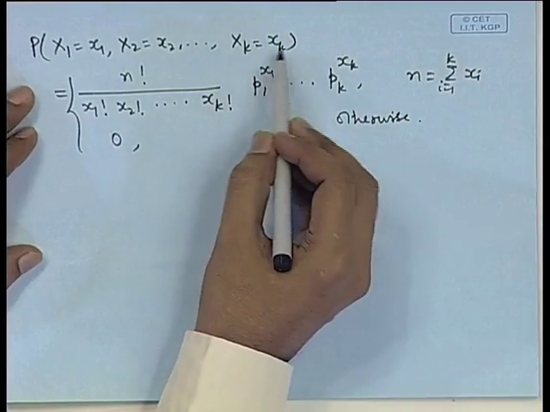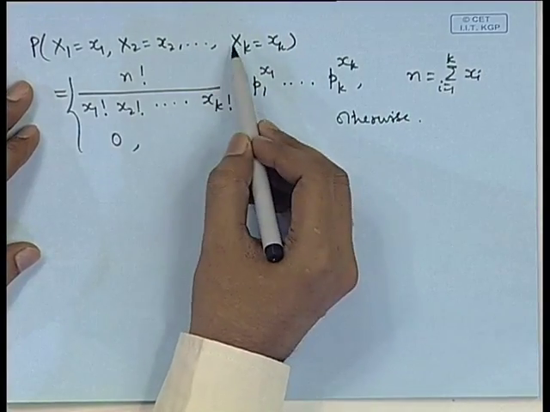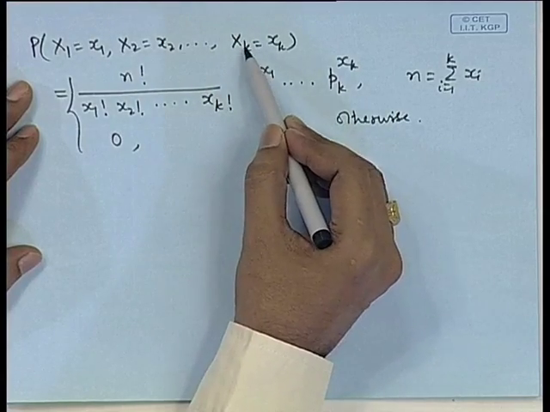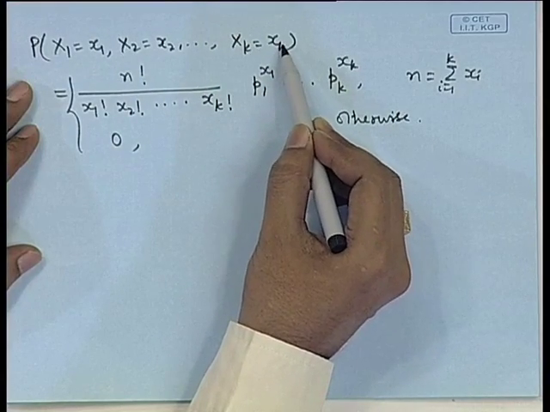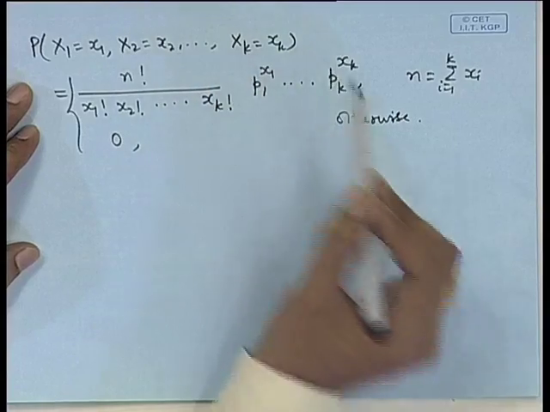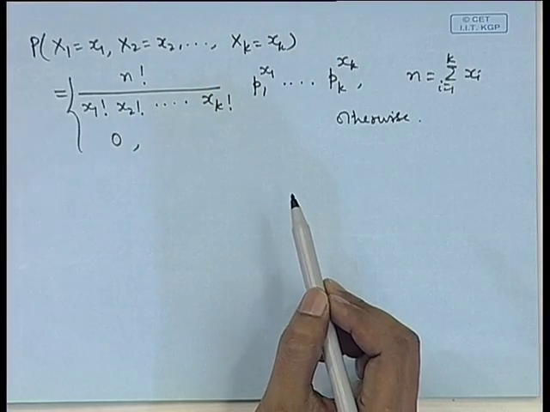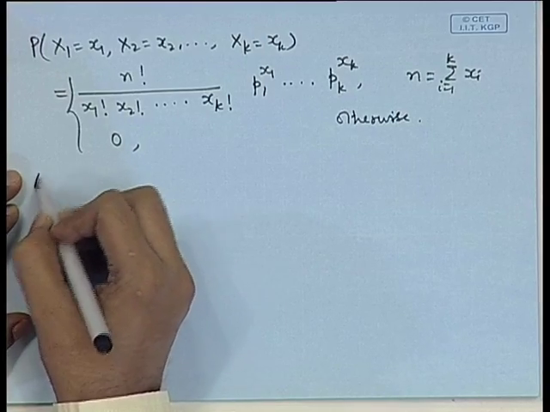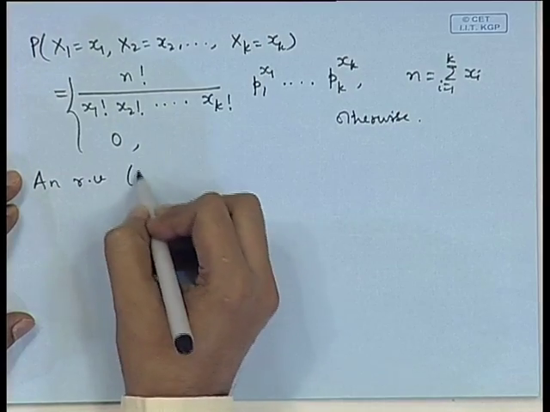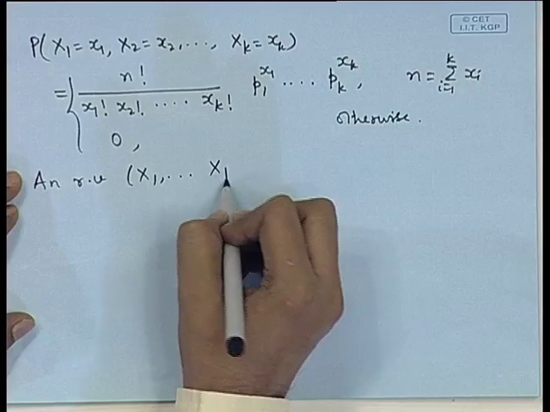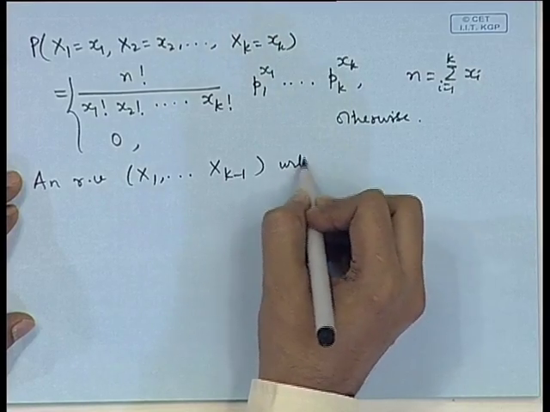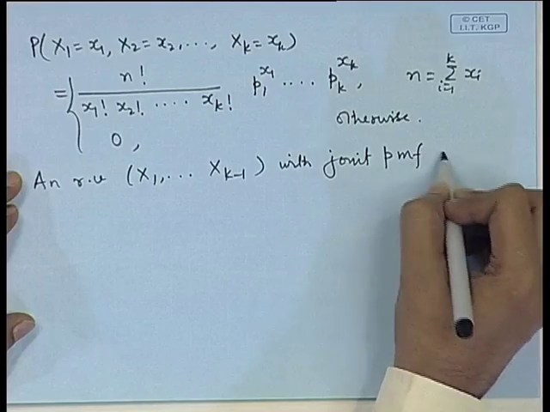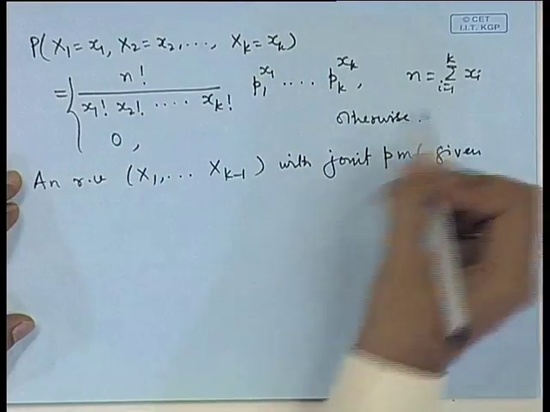Now, if we look at this distribution here, if any k minus 1 of these variables x 1, x 2, x k minus 1 are given, the last one can be determined in terms of n minus the sum of the remaining ones. So, if we consider the joint distribution of a random vector, say x 1, x 2, x k minus 1, with joint probability mass function given by this.